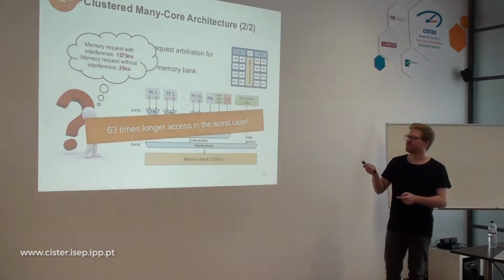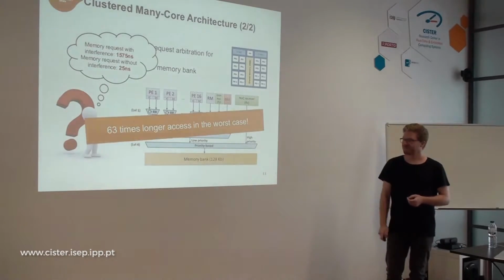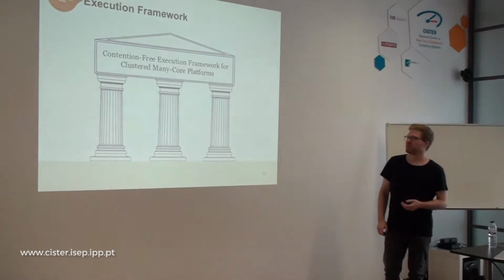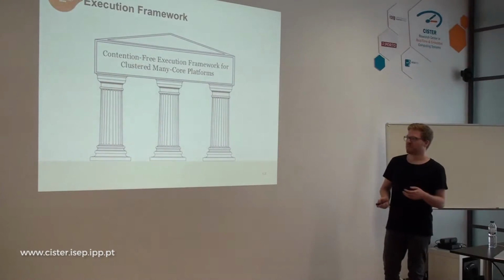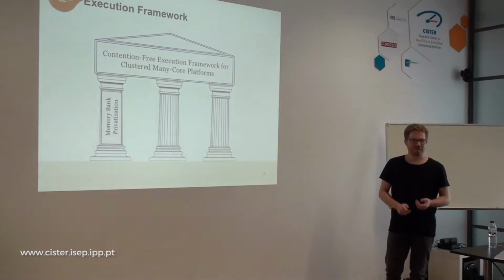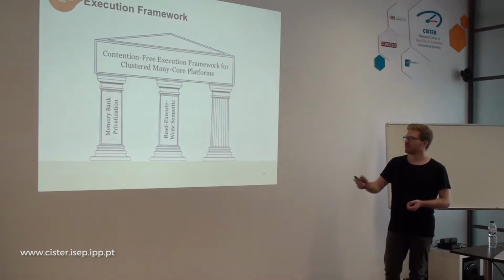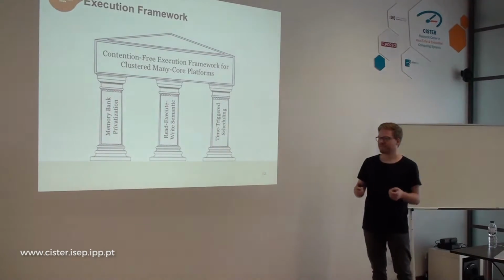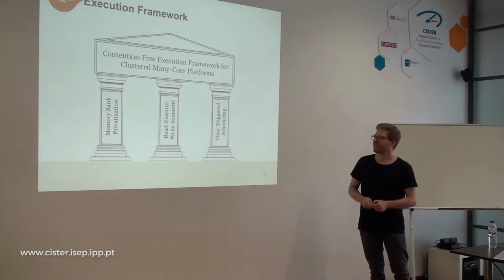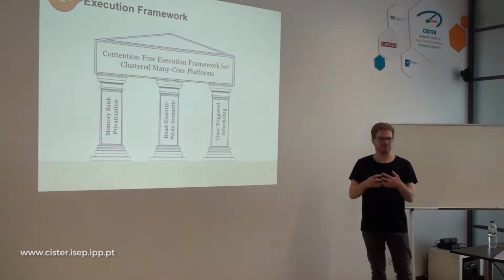So we would like to somehow prevent this. And we do this by our contention-free execution framework. And our framework is built on 3 pillars. On the first one, we have the memory bank privatization, which we exploit. Then we exploit the read-execute-write semantic of AutoSum. And we organize everything using a time-triggered schedule. And now I will go more into detail, and then hopefully it becomes clear how all of those play together.